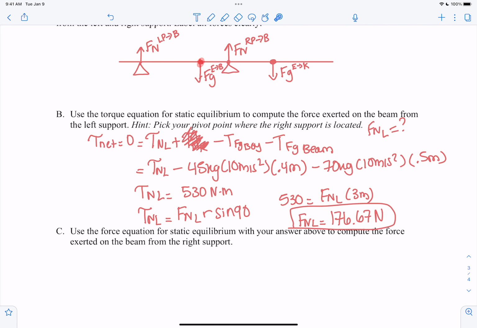Center of mass here, if I use that as my pivot, well, I no longer have to use the force of gravity due to the beam, right? But then I reintroduce the confounding variable here of the right-hand support. So it doesn't make sense for me to cancel out a value I know in favor of a value I don't know, right? So that's the idea here, just maximizing the things that you know, minimizing the things that you don't know. Hopefully that makes sense.